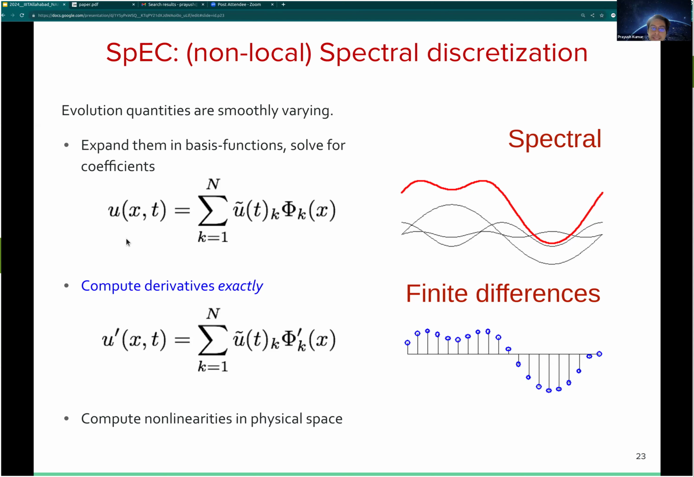And this also means that all spatial derivatives that we want to calculate, the spatial derivative operator passes through these time-dependent coefficients and only acts upon the basis functions themselves, right? Which means that we can compute the derivatives exactly, as opposed to finite difference schemes, where the field is represented by the actual value of the field at different points in space.